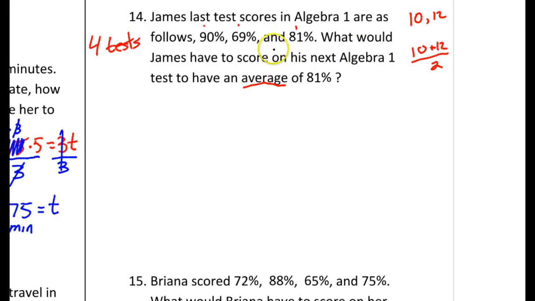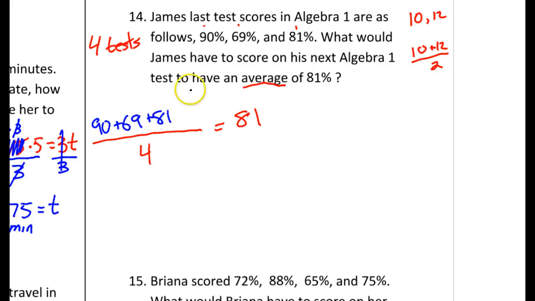So we have to think about, well, what are we going to be dividing by? We have 4 tests total. Okay? And we know that the average of these 4 tests comes out to 81%. So what are the 4 test scores? Well, they're 90, 69, 81, and the one we haven't taken yet, that's the unknown. I'm going to call that T for test. And now we can go ahead and solve this.